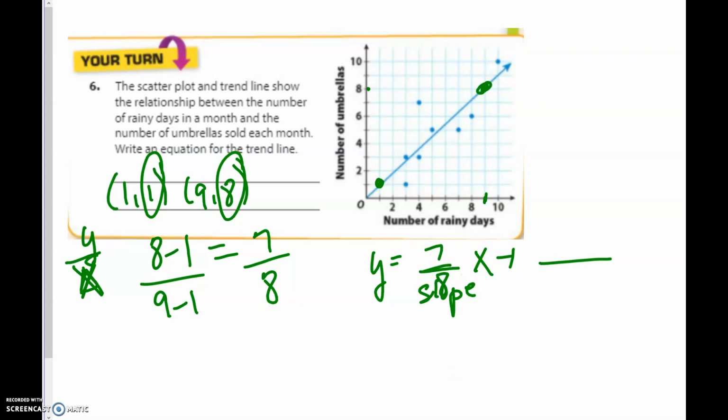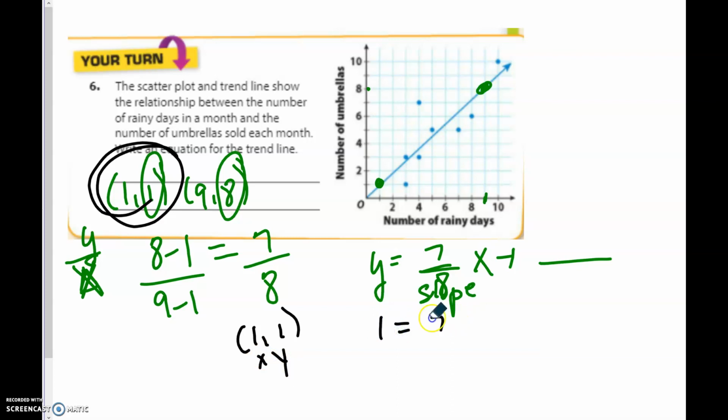Okay, now we're going to have to plug in an ordered pair, and I'm just going to use this first one because it's easier, 1, 1. And then, to be honest, because they're both 1s, it doesn't matter which one I get in for x and y. So 1 equals 7/8 times 1 plus b.